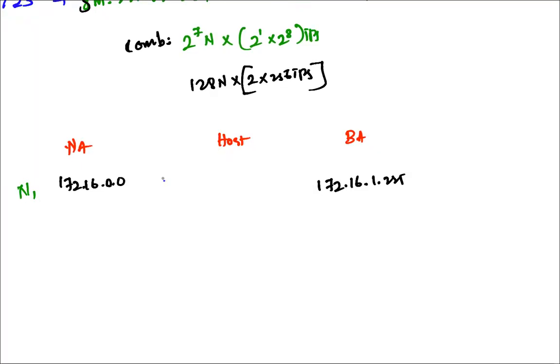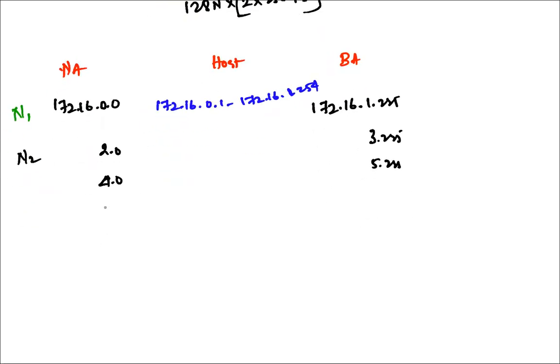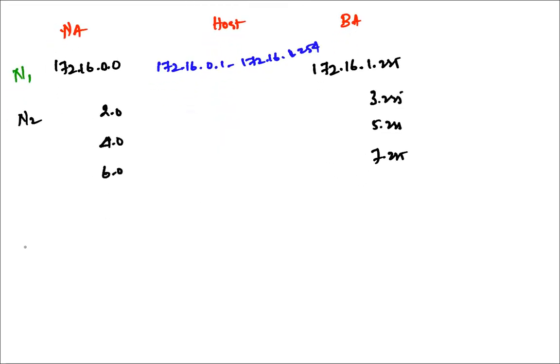What is the host going to be? 172.16.0.1 to 172.16.1.254. Okay. Clear? Yes. What is the next network? Network number 2. Here we completed with 1.255. Right? Next it's going to start with 2.0, and it's going to end with 3.255. Next, 4.0, it's going to end with 5.255. Right? If it keeps going like this, next is going to be 6.0, that's going to end with 7.255.